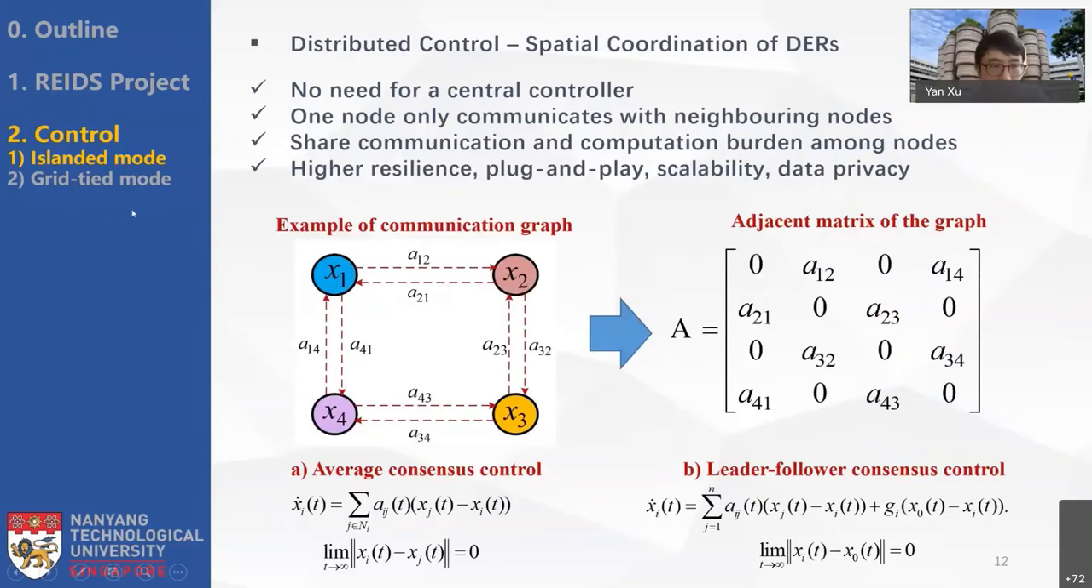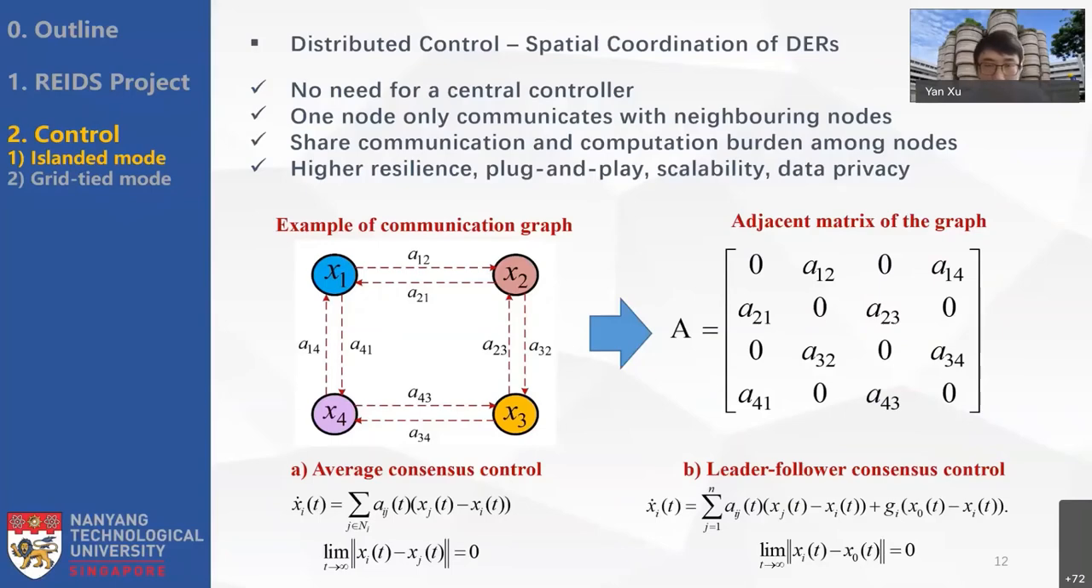As I said, our focus is more on distributed control. So the principle is that we do not need a centralized controller. The control node only communicates with the neighboring nodes, and they share the information, communication, and the computational burden among the nodes. So the advantage is that compared with centralized control, they have relatively higher resilience because they are immune to the single point failure risk.